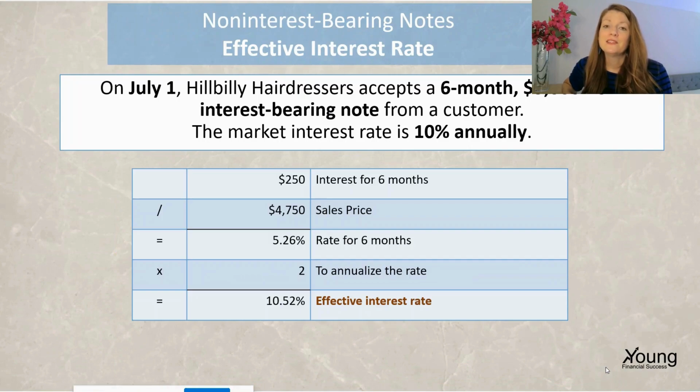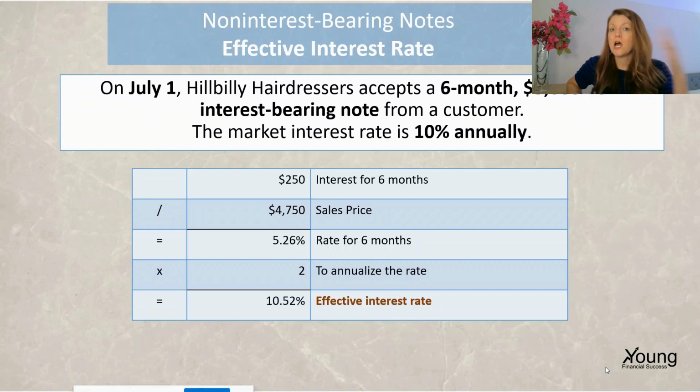So what about the effective interest rate? So they say, hey, 10% is what we were actually including. That was the market interest rate. So if there was $250 of interest on really $4,750, that would be 6 months worth of interest being 5.26%. That was for 6 months. So if we multiply it by 2 to get to a year, or you could have done 12 over 6 months, that means the actual interest rate was 10.52%.